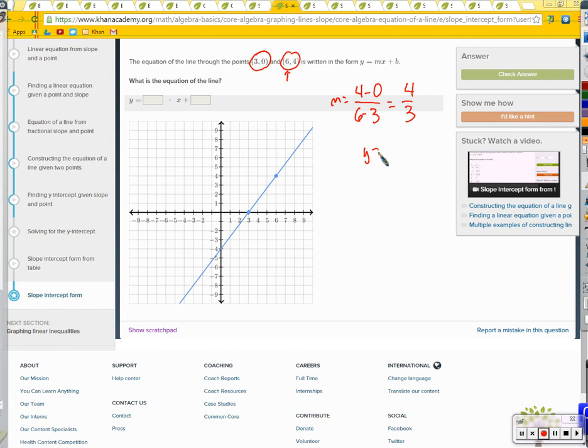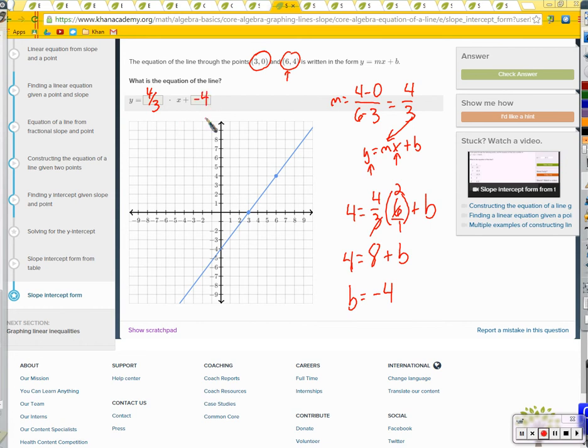So I have y equals mx plus b. I know the slope, I know an x, I know a y, so I can plug all those things in. So 4 equals 4 thirds times 6 plus b. I just plug in x and y, and I have the slope already. I'm just going to solve for b. So 3 and 6 cancel, giving me a 2. That's 4 equals 8 plus b. Subtract 8 on both sides and b is negative 4.